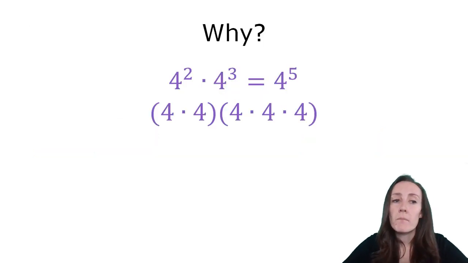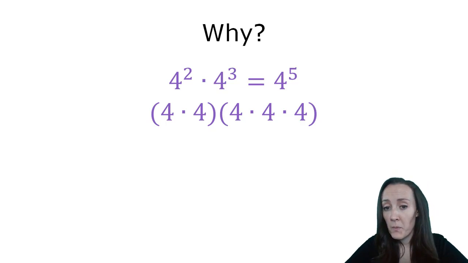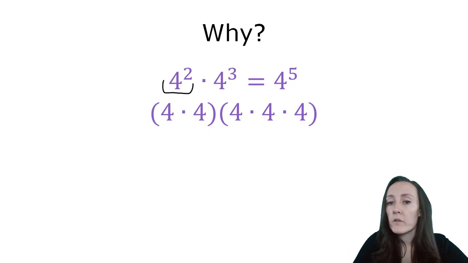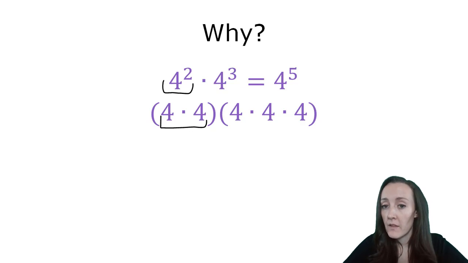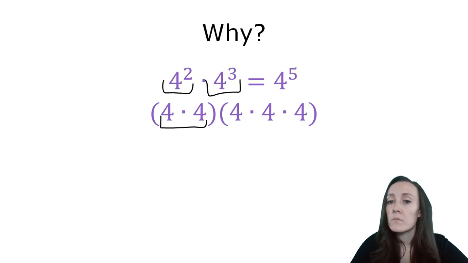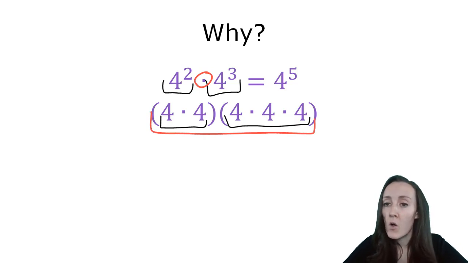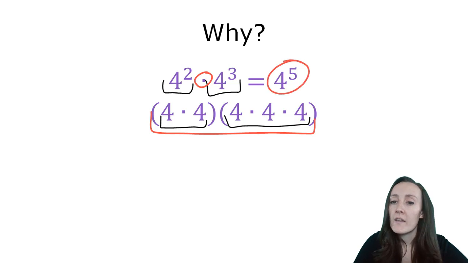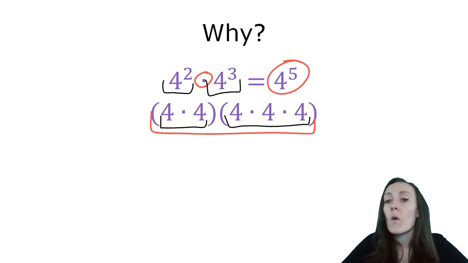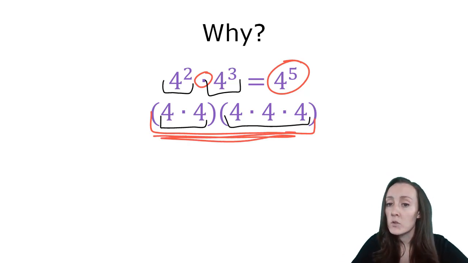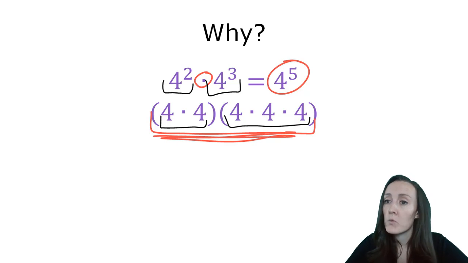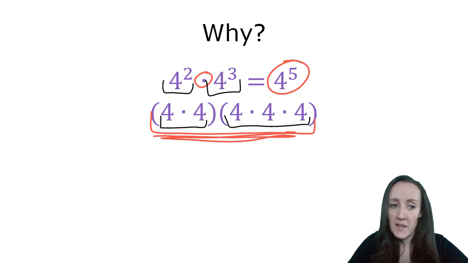And the reason why the product rule works is because of the way that exponents work. If you wrote down 4 squared, that would mean that you have 4 times itself twice. If you have 4 cubed, that means you have 4 times itself 3 times. And if you multiply those two things together, you have a total of 5 4s all being multiplied together, which is why it equals 4 to the 5th. So the product rule is just a shortcut so that you don't have to write all of this out. You can just use the product rule to simplify the expression without expanding it.